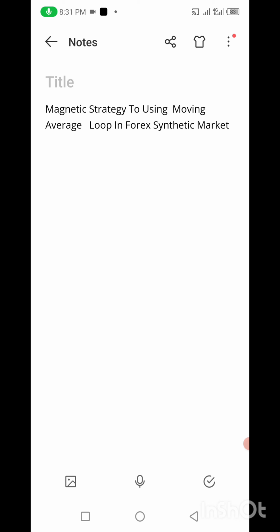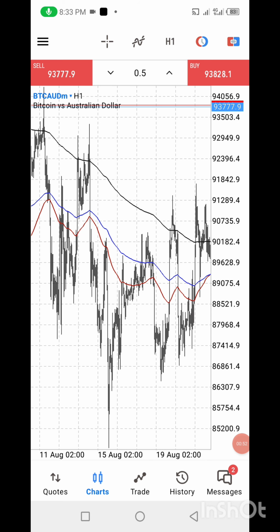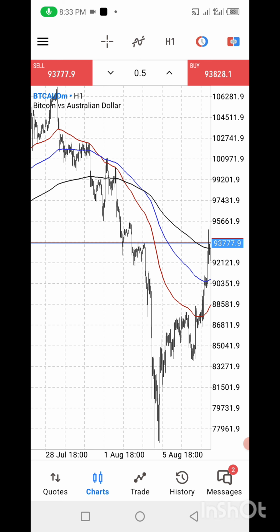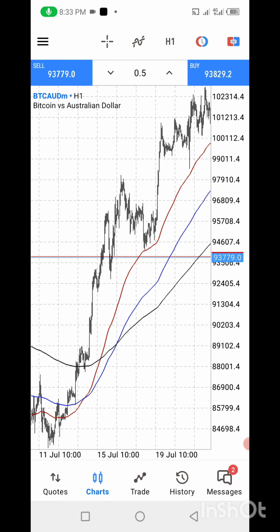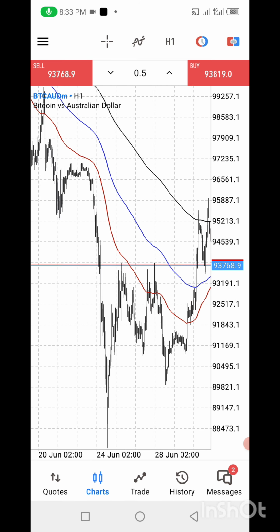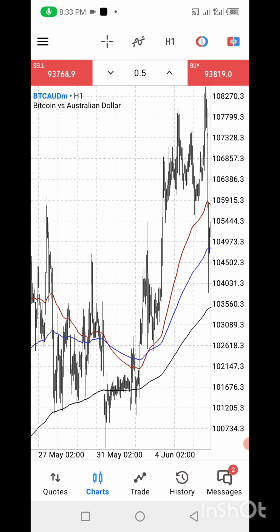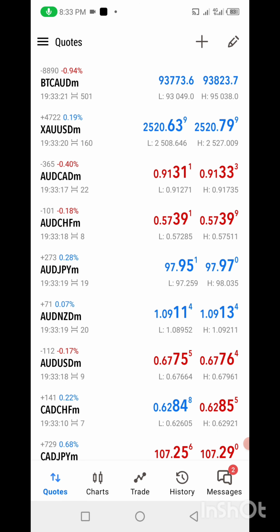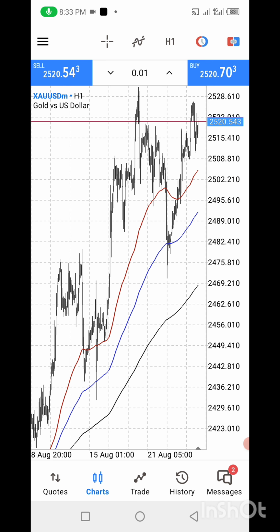So the topic is the magnetic strategy using moving averages in the Forex synthetic market. I don't have much documentation, so I'm going straight to the chart and I'll show you how this works. Okay, this is the Forex market. I will be on the 1 hour time frame, then after we will upgrade to a higher time frame. Right here, let's open Risk. So this is the 1 hour time frame.